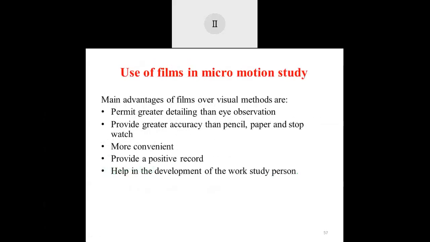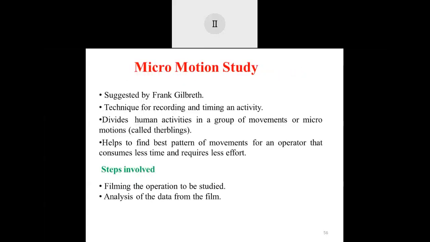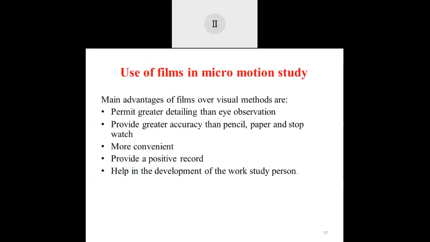So how to do that? Use of films in micro motion study. What are the advantages of films over some visual modes? As you can see, we need to record it. If we record it only visually, or if we film that, what is the advantage of filming, or recording those activities using film?